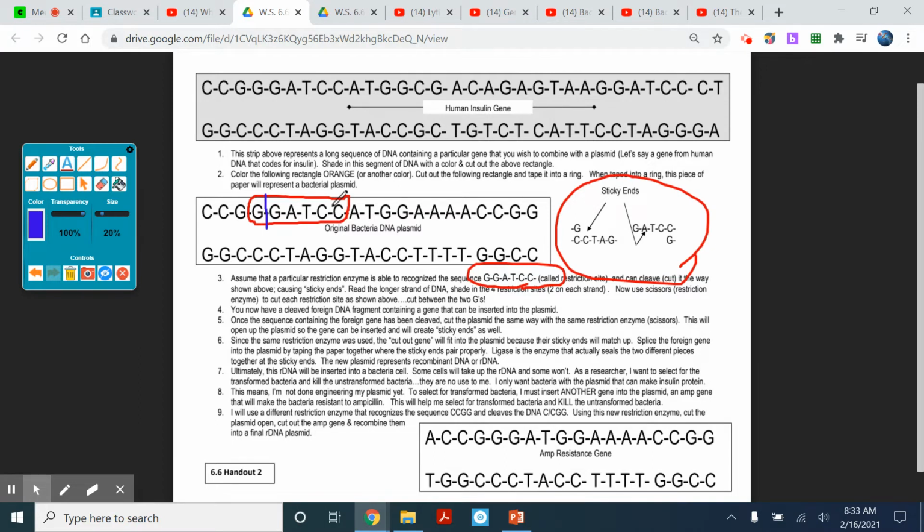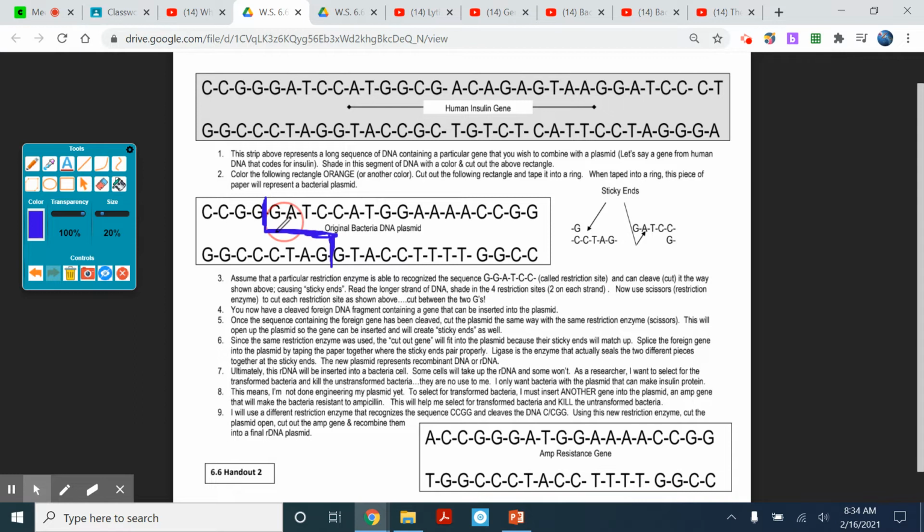Now, notice that high and low, I think these are called palindromes or something like that. I have another GGATCC. It's on the bottom here, right below this one. So what I want you to do on that one is, again, draw a line right here between the Gs of GGATCC. I had another one right here.